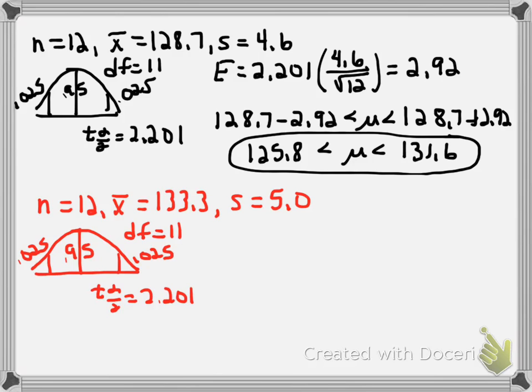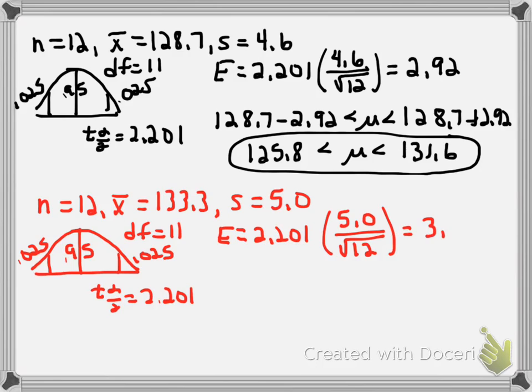Now we can find the margin of error. E is equal to 2.201 times the standard deviation, which is 5.0, divided by the square root of the sample size, which is 12. And working that out, you should get 3.18.